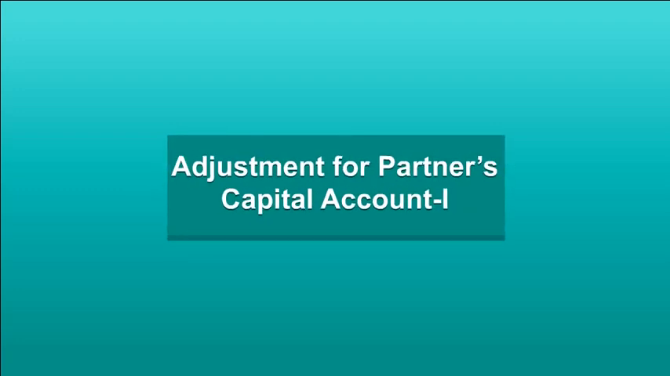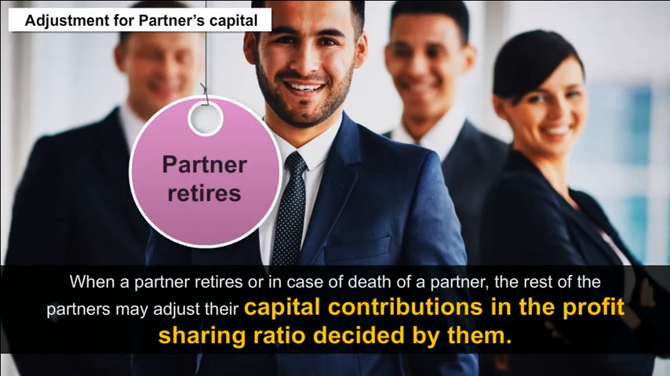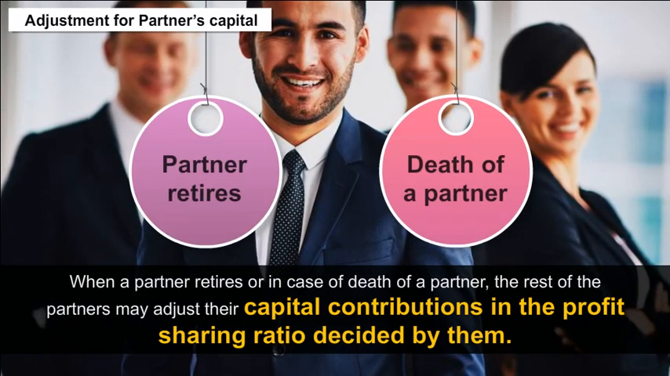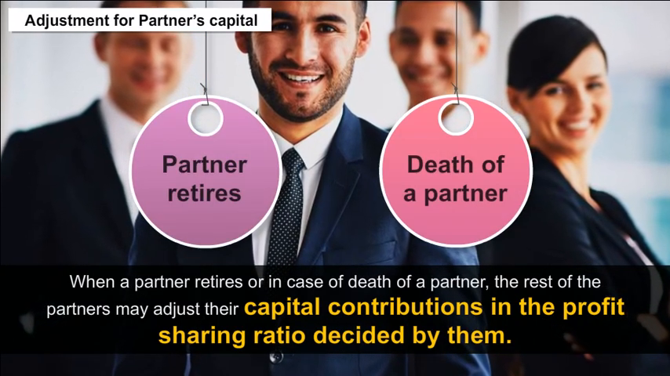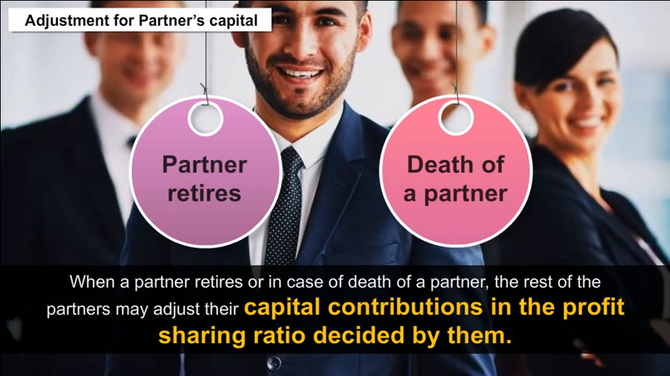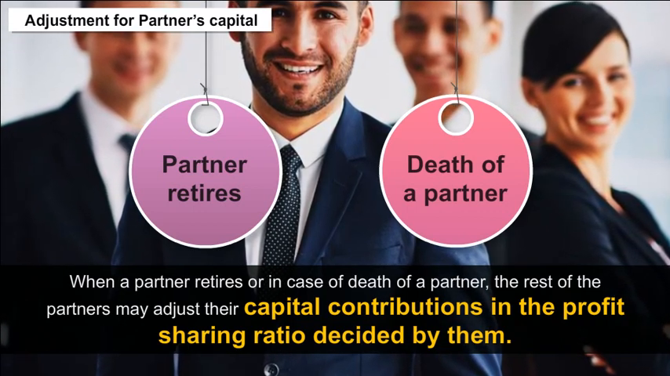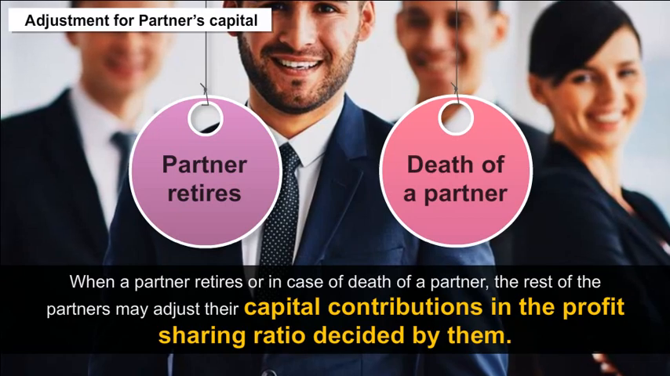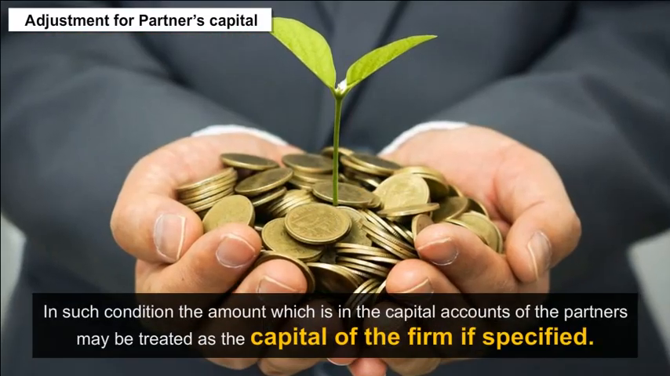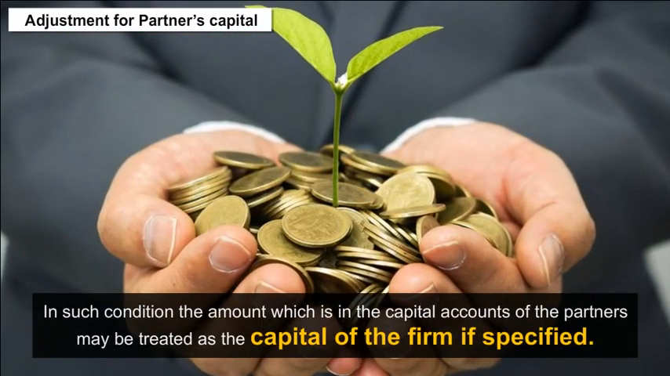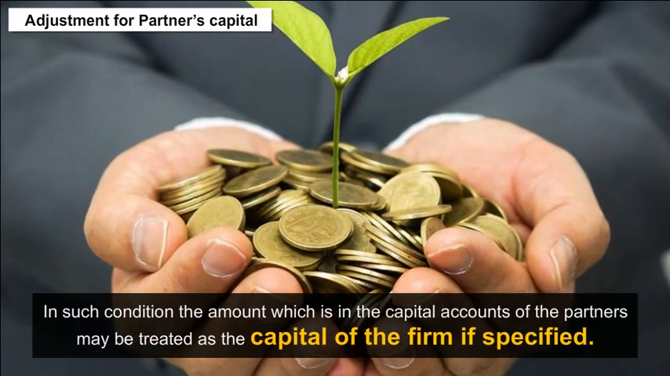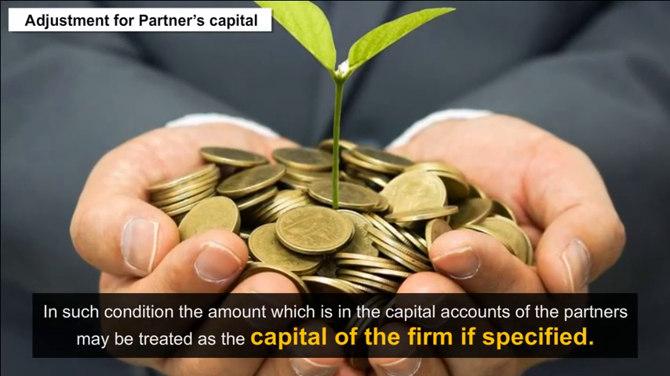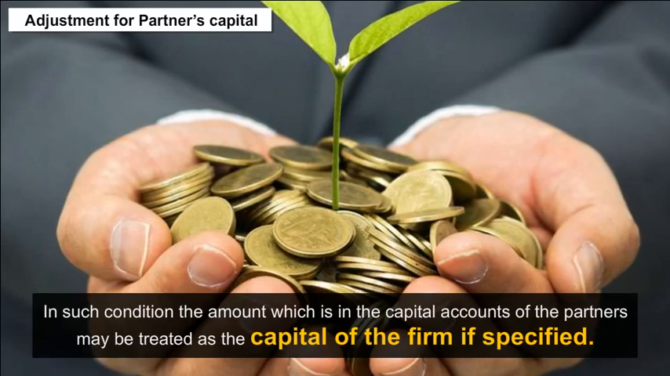Adjustment for partner's capital account 1. When a partner retires or in case of death of a partner, the rest of the partners may adjust their capital contributions in the profit sharing ratio decided by them. In such a condition, the amount which is in the capital accounts of the partners may be treated as the capital of the firm if specified.